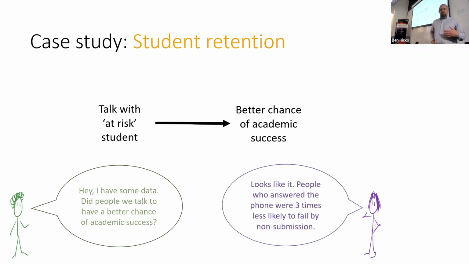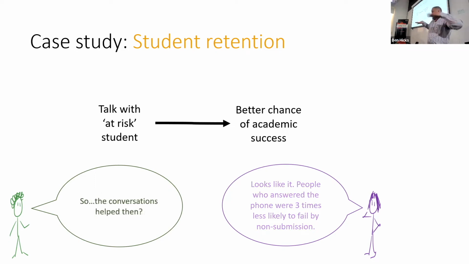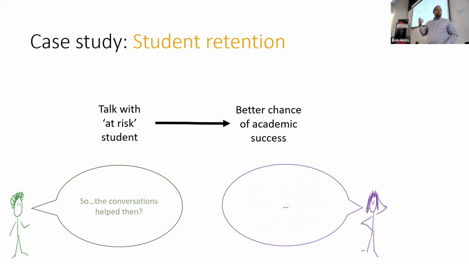Now, Dat goes, well, I can crunch some numbers and voila, it looks like the people that answer the phone call and have a conversation are 3 times less likely to have this dramatic failure situation. So there we've seen an association in the data. The follow-up question from Ed is, well, did the conversations help them? But this is a different question. The first was about association, and this is about causation, and it requires more evidence than just the pattern we're seeing in the data.